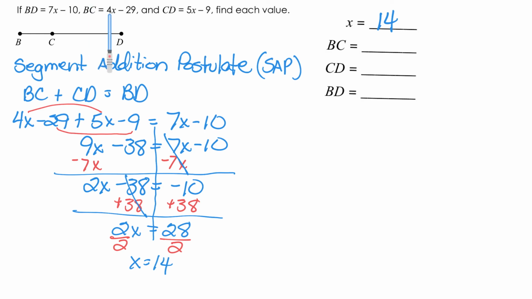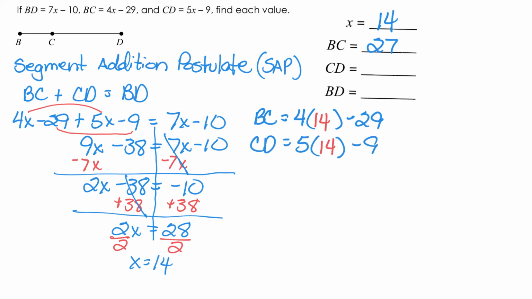Next, we find out what the length of BC is. Well, BC is 4x minus 29. Since we know that x equals 14, we can substitute 14 right here, making our value 27. Now let's do the same thing for CD. CD is right here, so we're going to substitute 14. Once we put it into the calculator, CD equals 61.